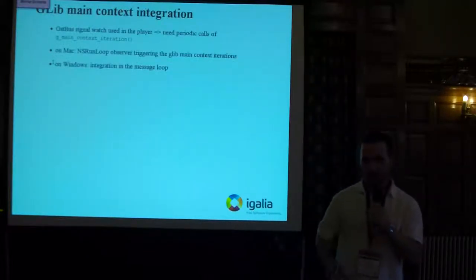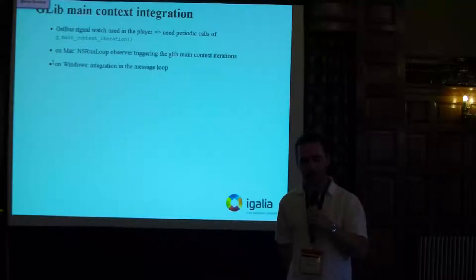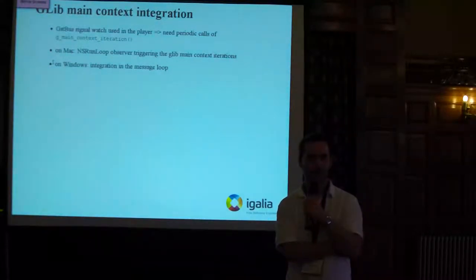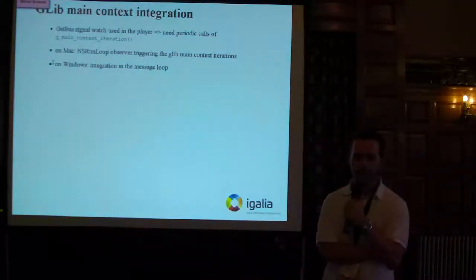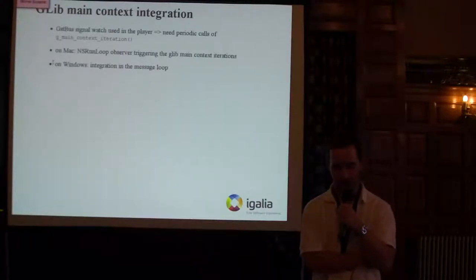So the next step when you have some GStreamer packages on your platform is to basically start coding in WebKit. Some really simple glib main context integration is needed, because in the player we have a GST bus signal watch, and we need main context iterations so that the watch does its work basically. It sends signals and so on.